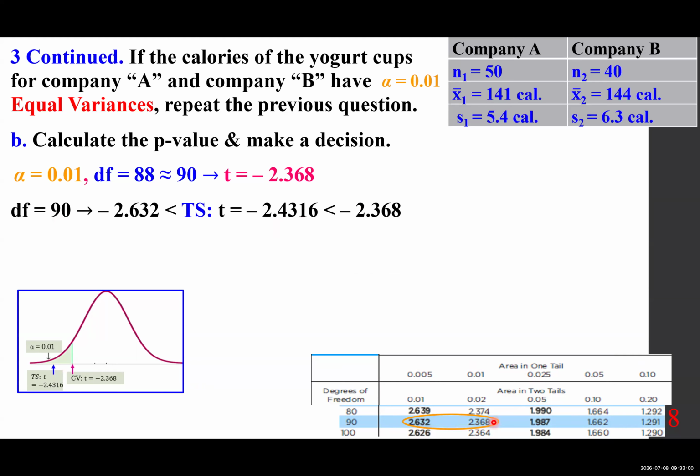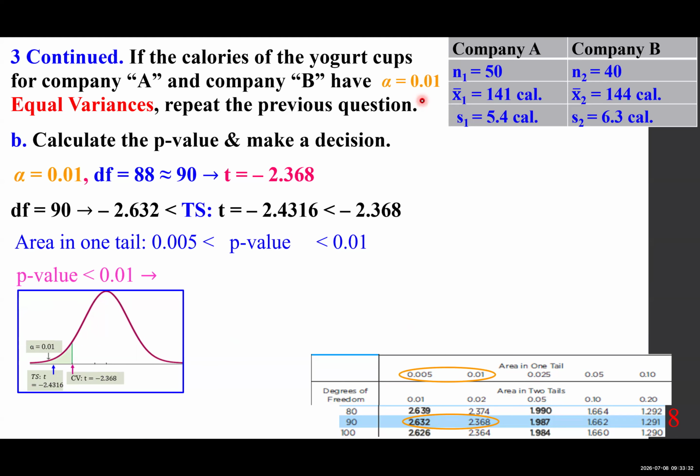Again, please understand it's given as positive, but we are dealing with the negative. The area is the same thing. So between 2.632 and 2.3, this is negative, this is negative. So this number is in between. So the area in one tail, because it was a left tail test, is between these two. Okay, so the p-value is between these two, and clearly less than alpha of 0.01. Same decision, reject H0.